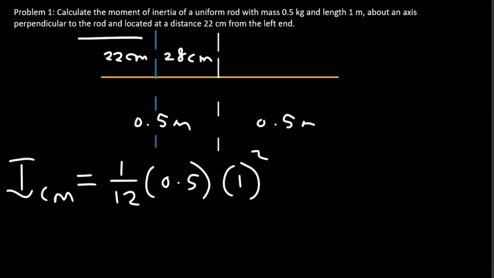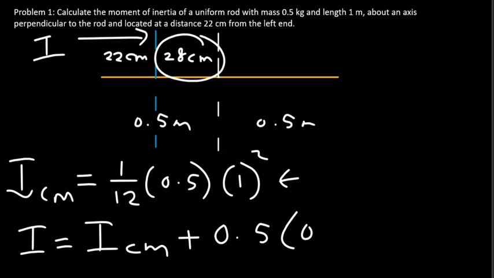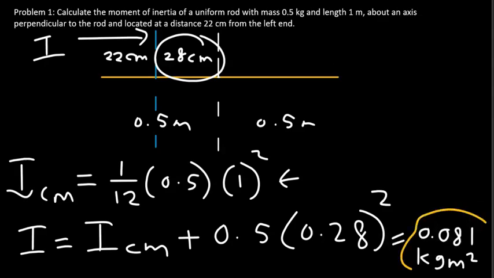So the new moment of inertia about this axis, let's call it I, is given by the moment of inertia about the axis through the center of mass, which we have computed here, plus the term that depends on this distance of 28 centimeters. So the mass of the entire rod, 0.5, times the square of that 28 cm distance converted into meters, squared. That will give you 0.081 kg meter squared.